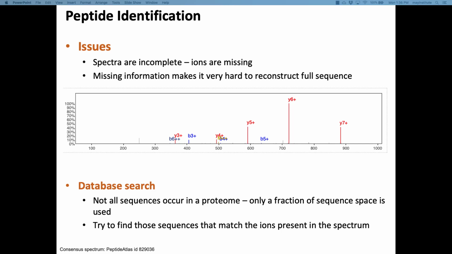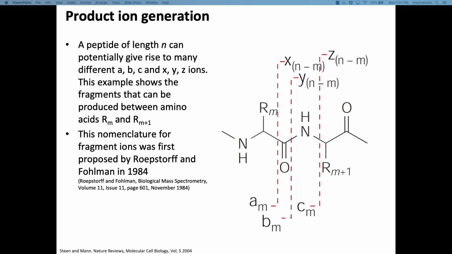So people started looking at database search, basically taking all the possible sequences that we have in the human proteome. That's why we need the genome, post-genomics methods, and compare that to the experimental spectra that we see. So let's look a bit closer at this product ion generation. How does that occur?